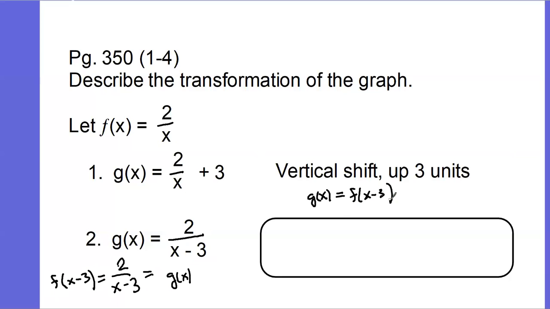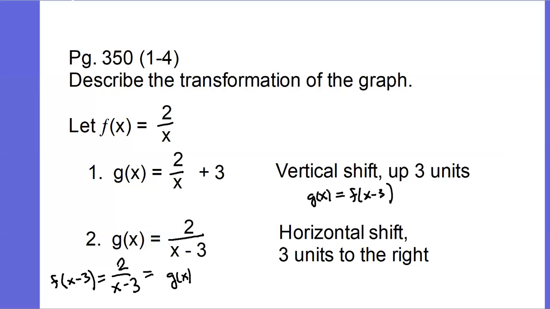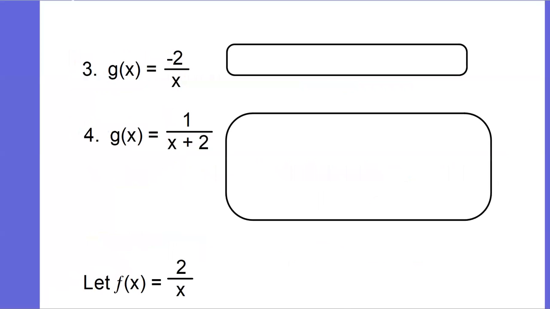And once again, if you think of your transformations, anytime I have something on the inside of the grouping symbol here, when it's f of x minus 3, that's a horizontal shift. And remember, horizontal shifts are a little bit tricky. You see this minus sign, you might want to automatically think it's to the left, but it's actually to the right. So this is a horizontal shift 3 units to the right. All right, I have 2 more examples I want to take a look at.